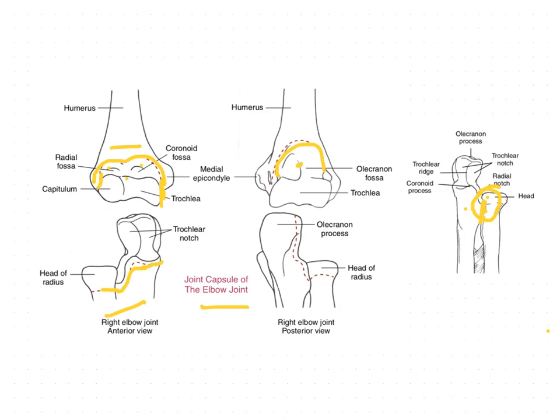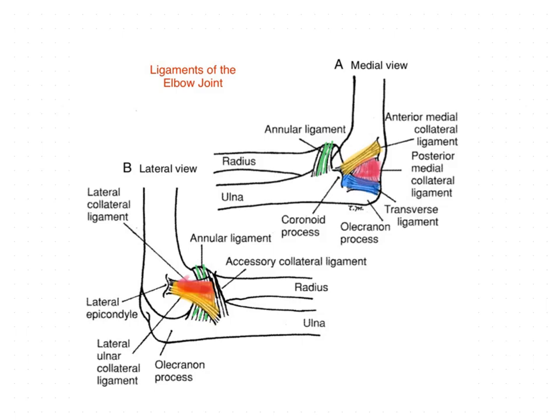Okay, these are all about the joint capsule which surrounds the elbow joint. And now we'll move on to the ligaments of this elbow joint.